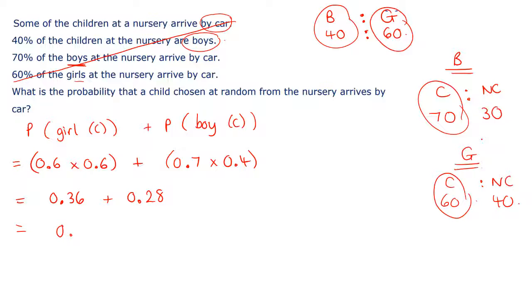which is 0.64. If they want it as a percentage, then you'd write 64%, and as a fraction, you'd just cancel that down. And that's it.